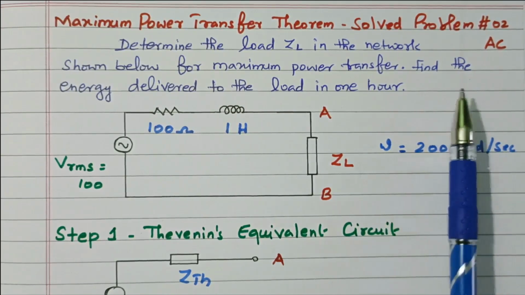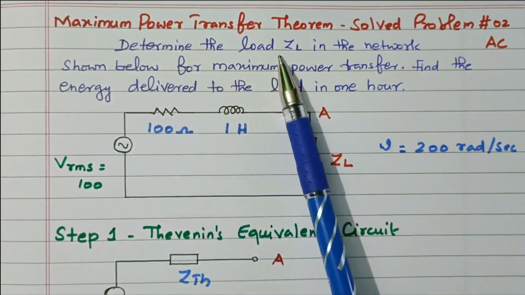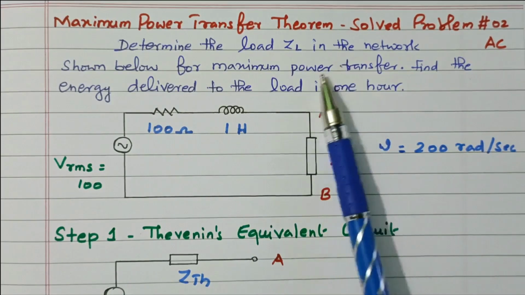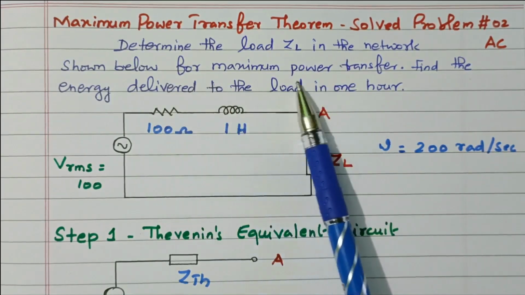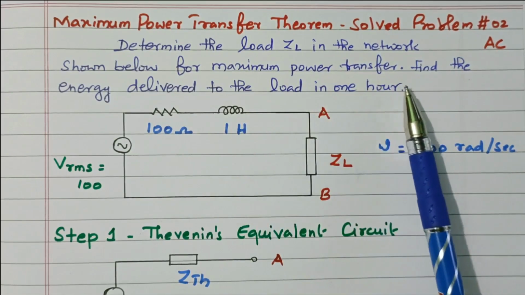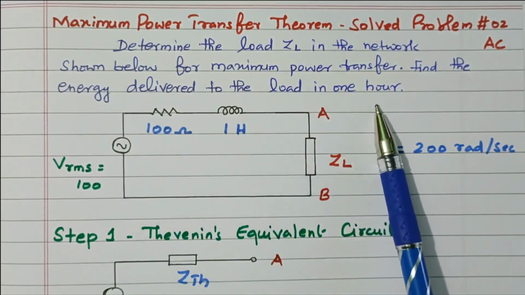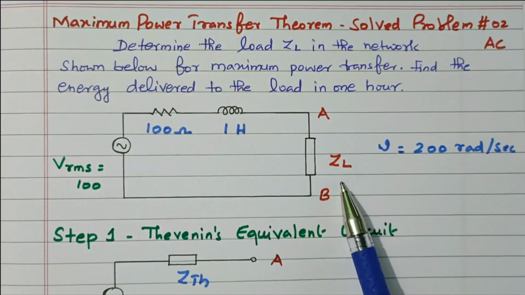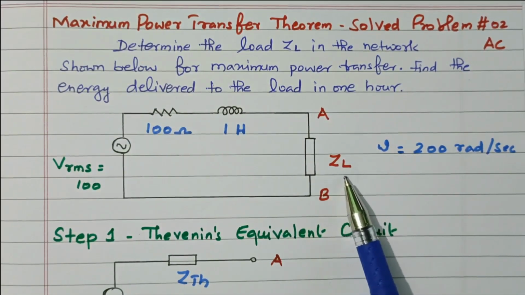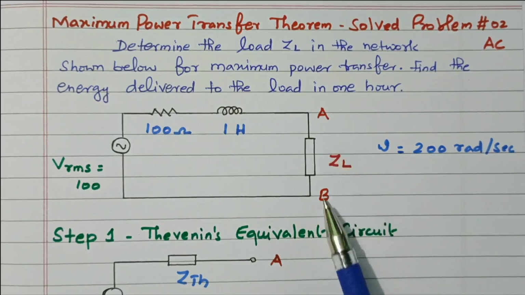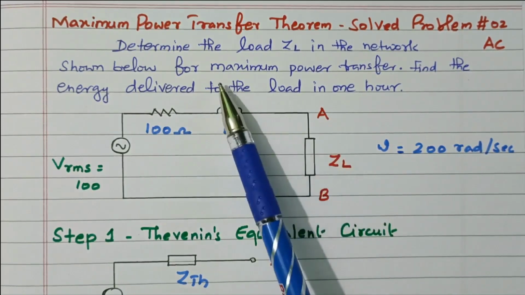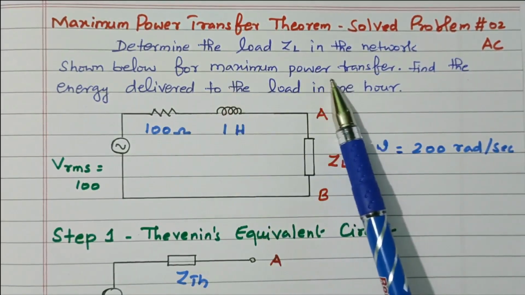Now we'll go to the topic. Determine the load impedance ZL in the network shown below for maximum power transfer. Find the energy delivered to the load in 1 hour. We need to find the load impedance ZL value, that is indicated by AB. The condition given is that maximum power is transferred.